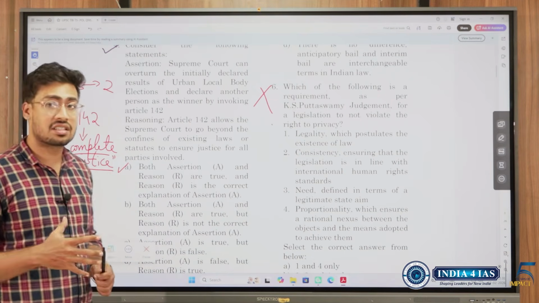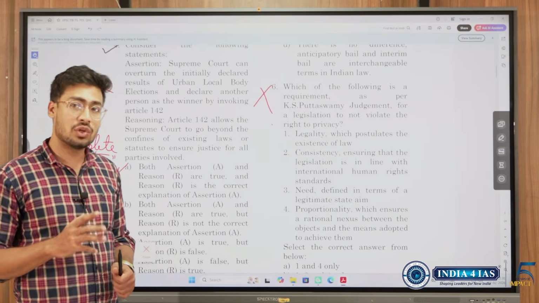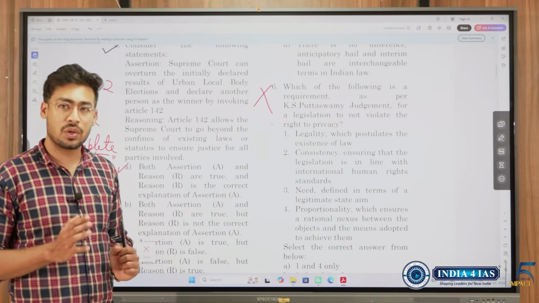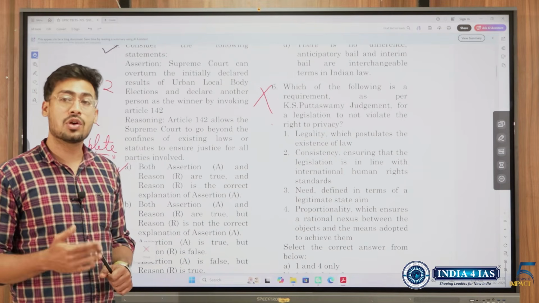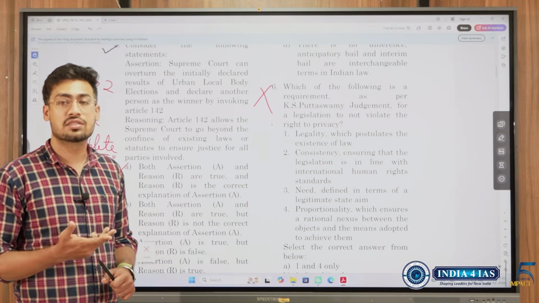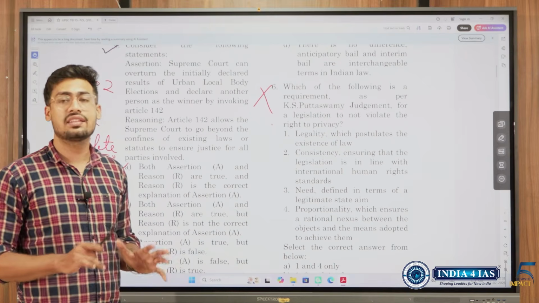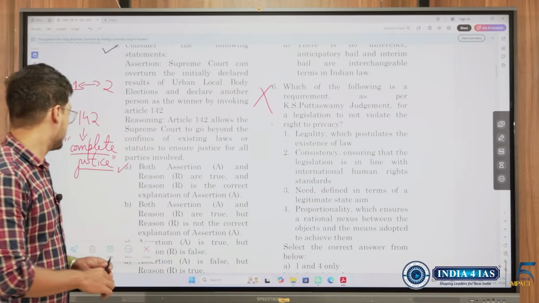Now this is an extra power. So Article 142, it has been told in the Constitution also that this power needs to be used very sparingly, because Supreme Court can enter any domain of the government and it can do such changes. So it needs to be used very, very sparingly and used only when there is a need to make complete justice.